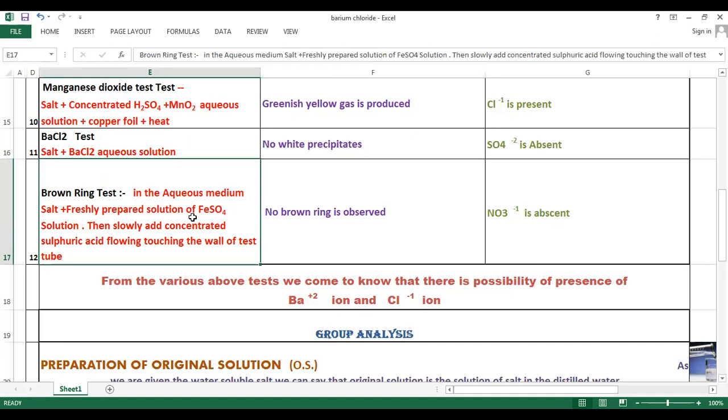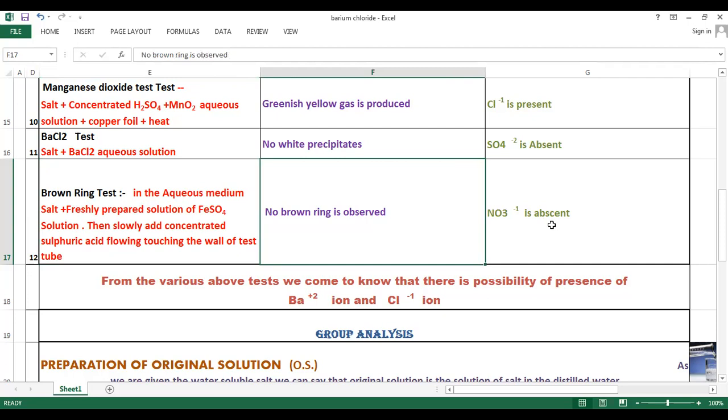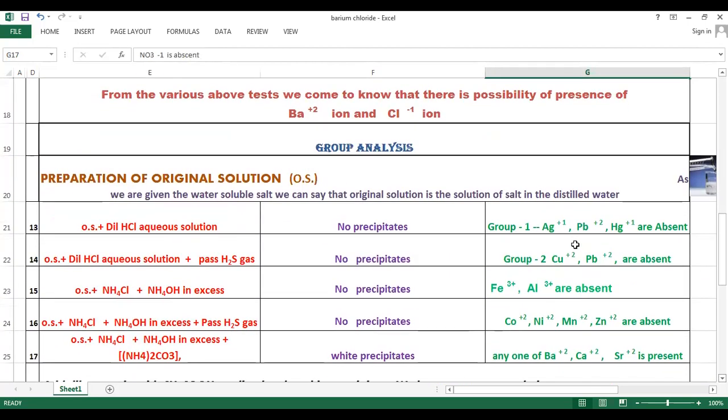In the aqueous solution of the salt, first we mix freshly prepared FeSO4 solution. Then, by touching the wall of the test tube, we slowly add concentrated sulfuric acid, and at the juncture of these two liquids, that is, the mixture of FeSO4 and salt solution and the sulfuric acid, there is no brown ring formed, and that is why we can say that NO3 minus ion is absent.